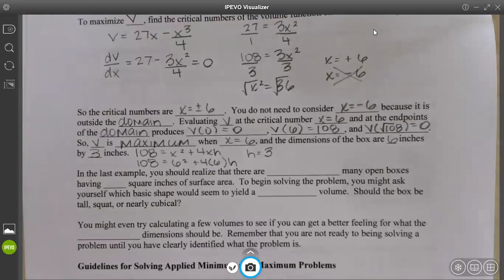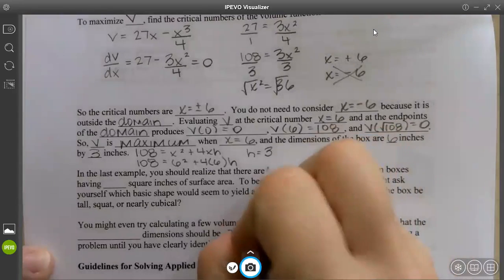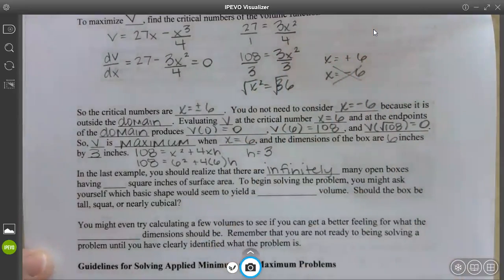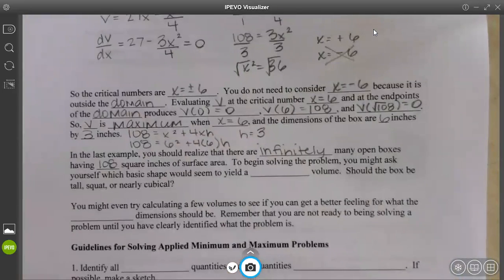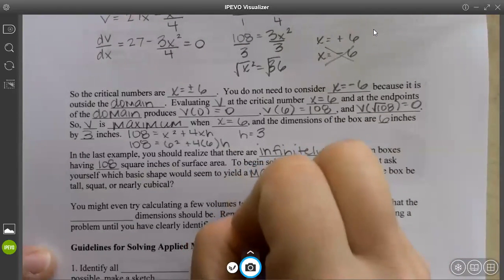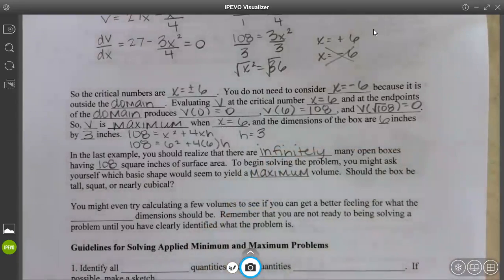That's it. All right, in the last example, you should realize that there are infinitely many open boxes having 108 square inches of surface area. So we could change those dimensions as long as it added up to 108 to whatever we wanted to. To begin solving the problem, you might ask yourself which basic shape would seem to yield a maximum. Should the box be tall, squat, or nearly cubical? You might even try to calculate a few volumes to see if you can get a better feeling for what the optimum dimensions would be.